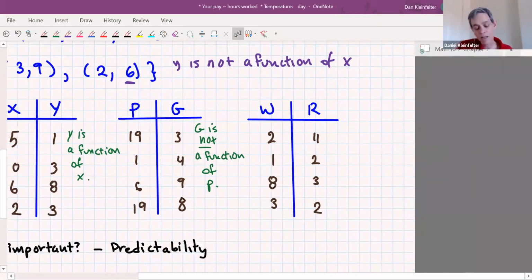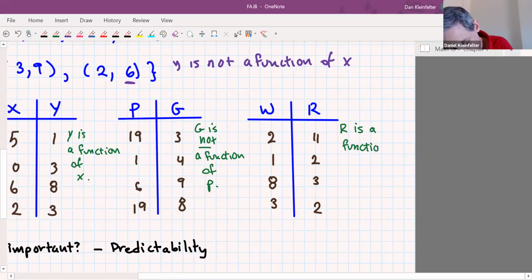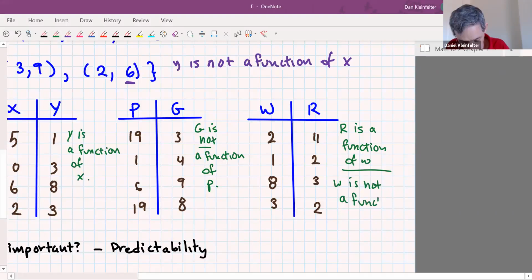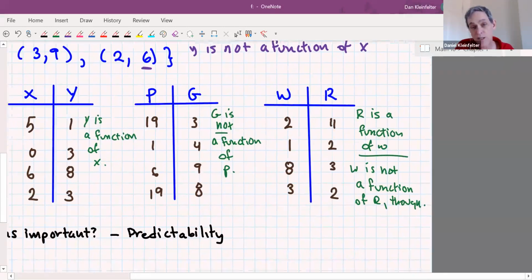Okay, moving on. W and R. If you pick out a W, am I going to know R? Yep. No matter what value of W you pick, the R is uniquely determined. So we could say R is a function of W. On the other hand, W is not a function of R. That can be a little bit confusing. We'll talk in a minute about how to make that less confusing, which is a function of which.